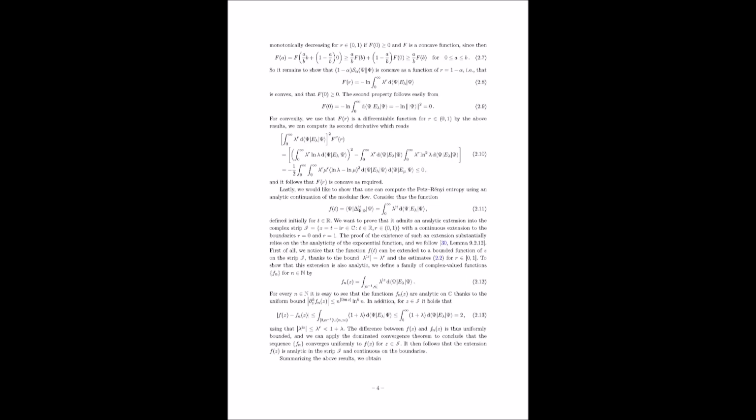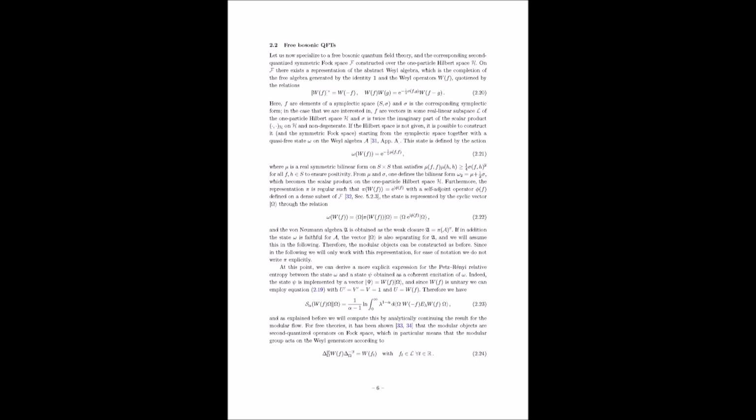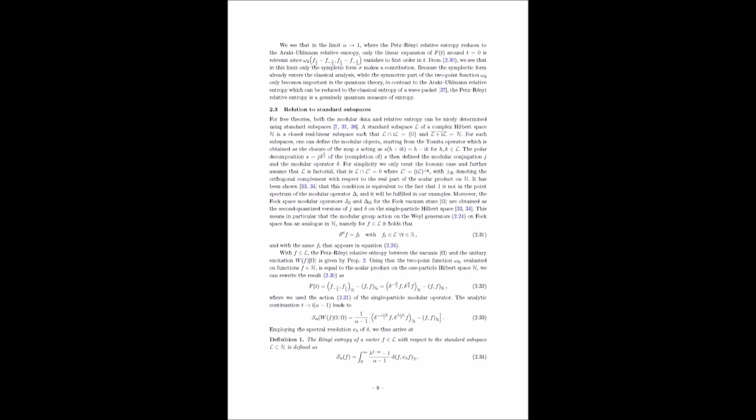They do this by first looking at the modular flow, described by the function f(t) in equation 2.11. And by extending that function to the complex plane, they can calculate the entropy for values of alpha that were initially outside the scope of the original definition. So they're using a tool from complex analysis to unlock deeper insights into quantum entropy. That's fascinating. What comes next in the paper? From here, they shift gears a bit. They start applying all these concepts to free bosonic quantum field theories in section 2.2.